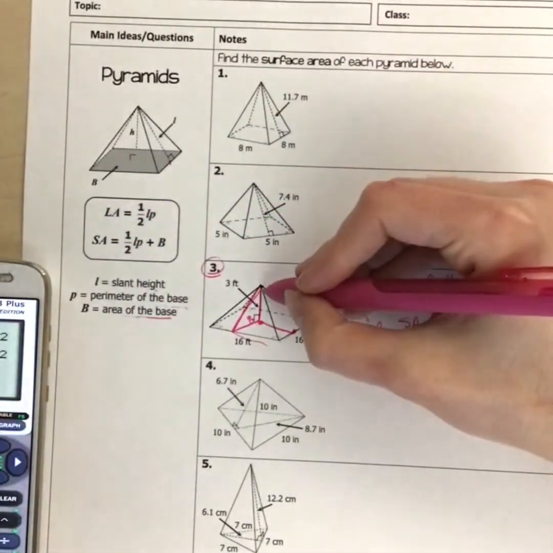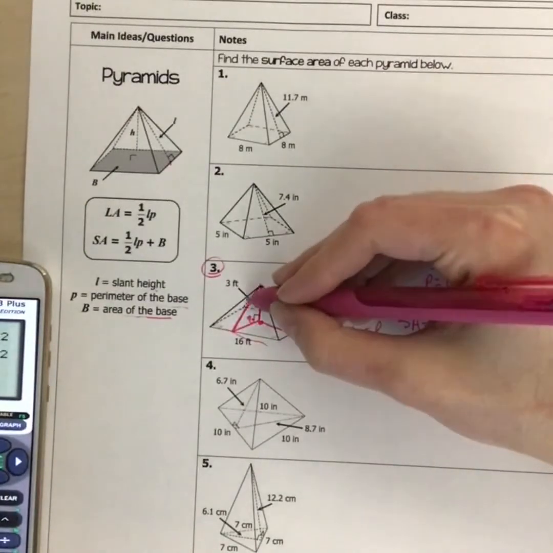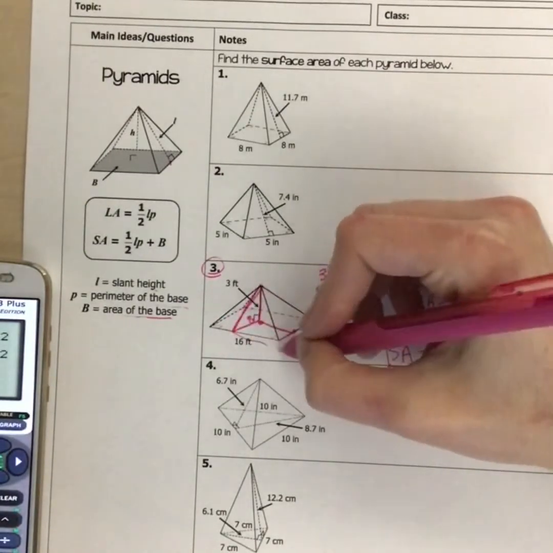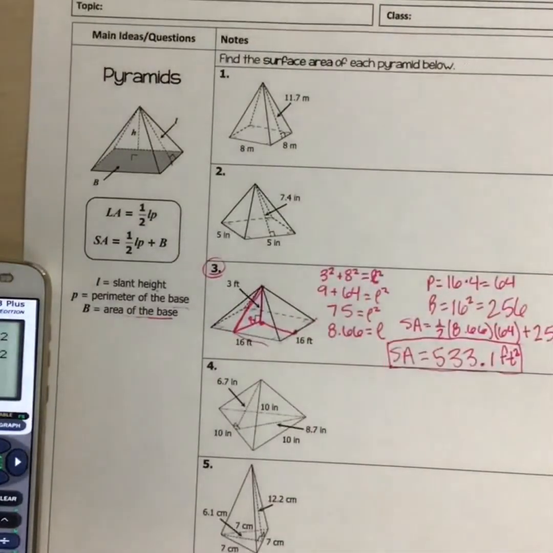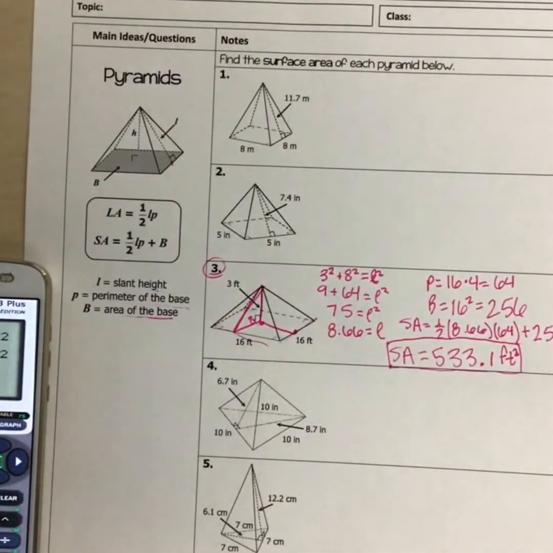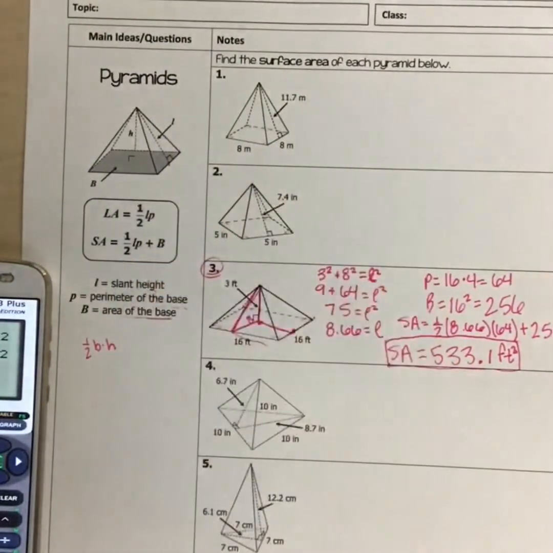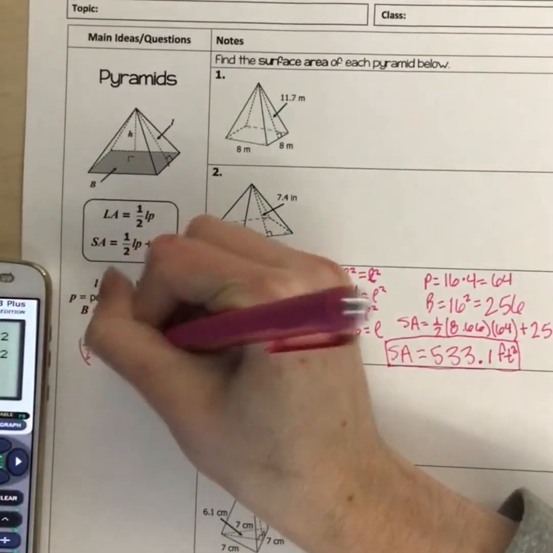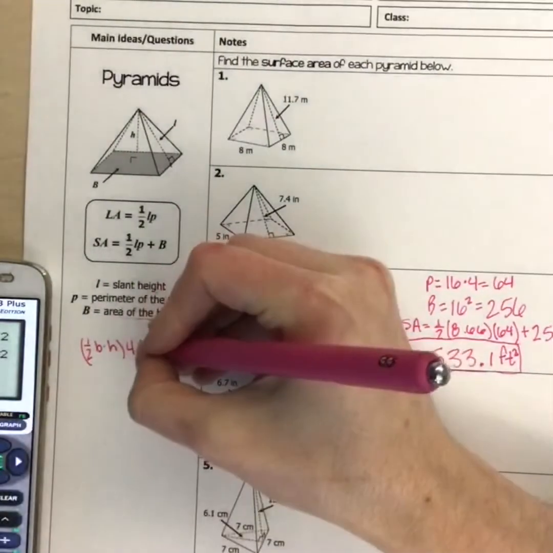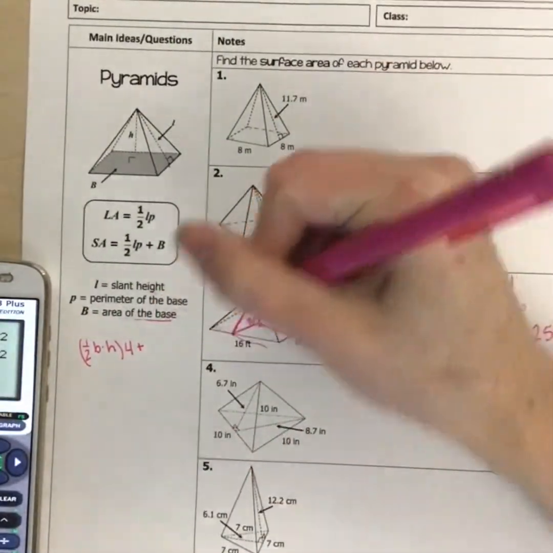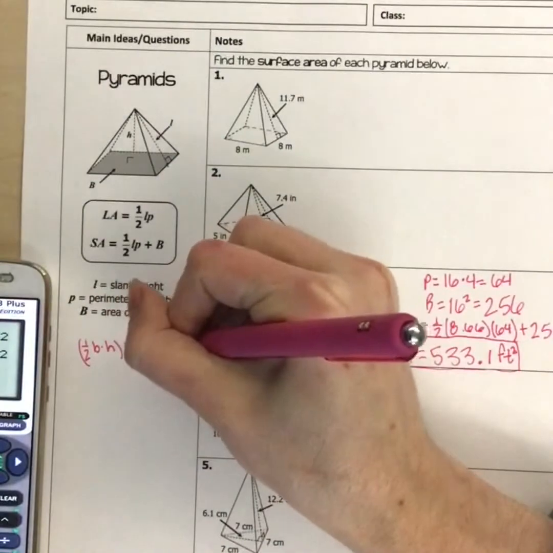Remember that we have the area of 4 triangles over top of 1 square. So in this case, we're taking the area of those 5 triangles, which we know the area of a triangle is 1/2 base times height. And we have 4 of those. And we're adding on the area of a square, which is just base times height.